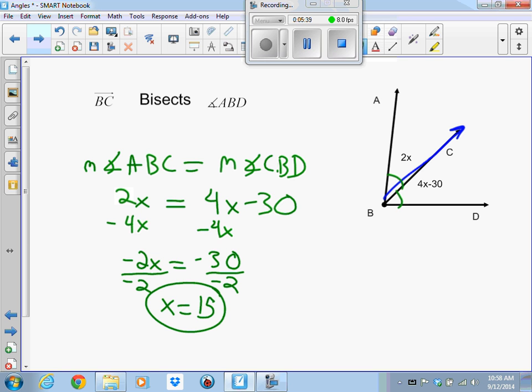So we find our x, and now we can plug in 2 times 15. This angle is 30 degrees. And then 4 times 15 is 60, minus 30. This angle is 30 degrees as well. From there, they'll ask for one angle or the other, but you just give them exactly what they want: find x, and then go and solve for the rest.